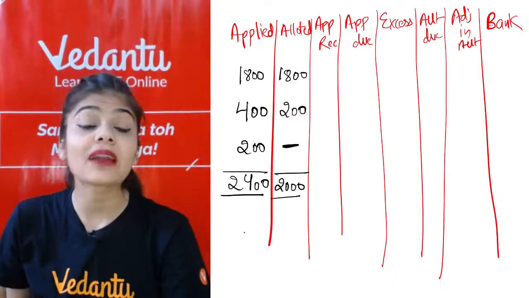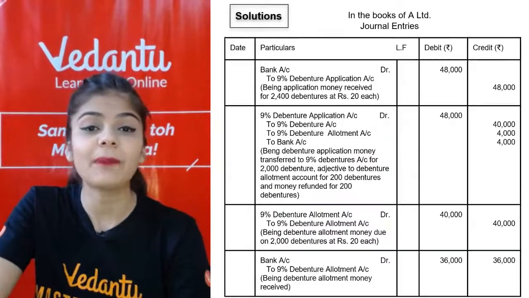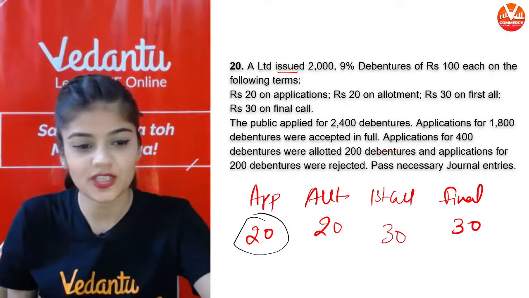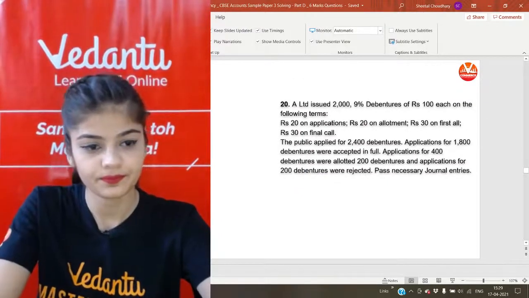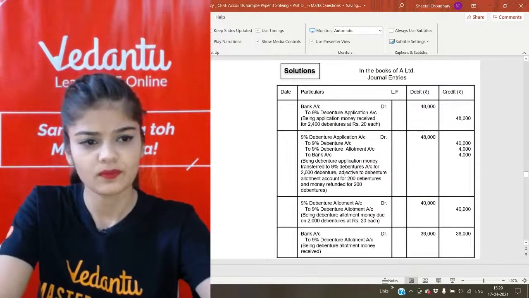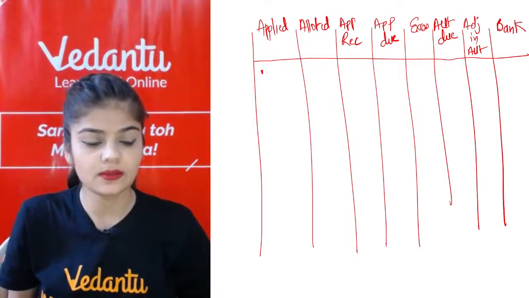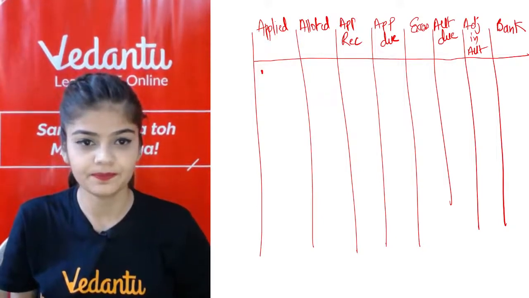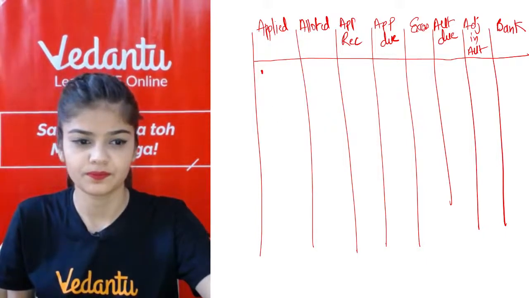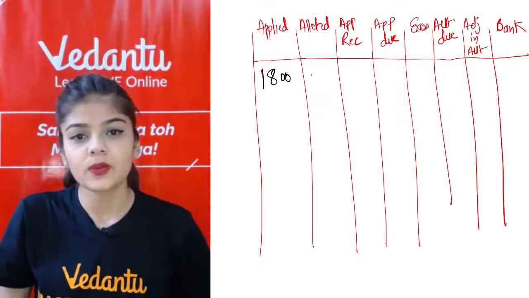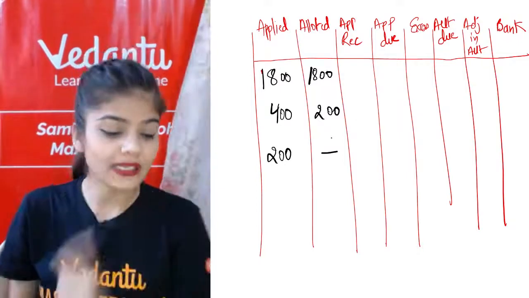Now on application money we are receiving 20 rupees. So we will receive application money. Sorry, the table is not there. Just a minute, guys. Let me prepare this again. 1800 were allotted 1800, 400 were allotted 200, and 200 were allotted nil. So application money is 20.